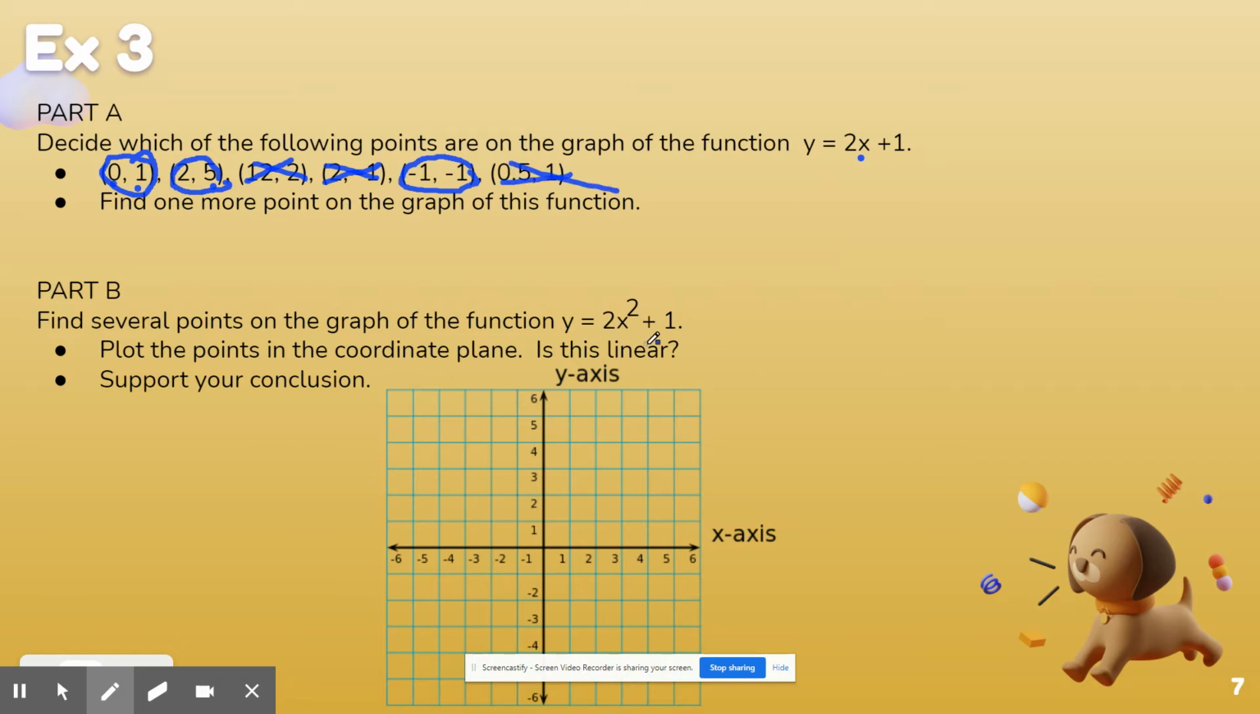This one down here is not an 8th grade standard as far as finding points, but you could do the same thing that I just did here, plugging in the points. 0, plug it in there. 0 squared is 0. 0 times 2 is 0, plus 1. That point would be on the line. Then it says plot the points on the coordinate plane and decide if this is linear. I can tell you right now, anything that has an exponent in it is not linear. You don't have to plot anything. If it has an exponent, it's not linear.